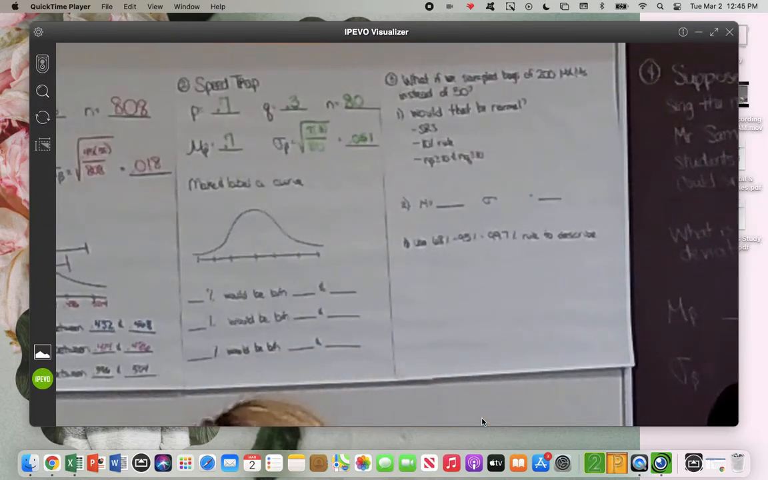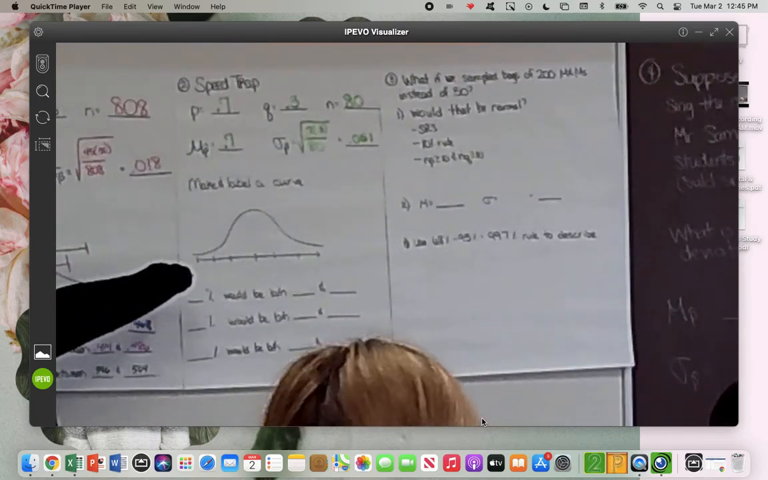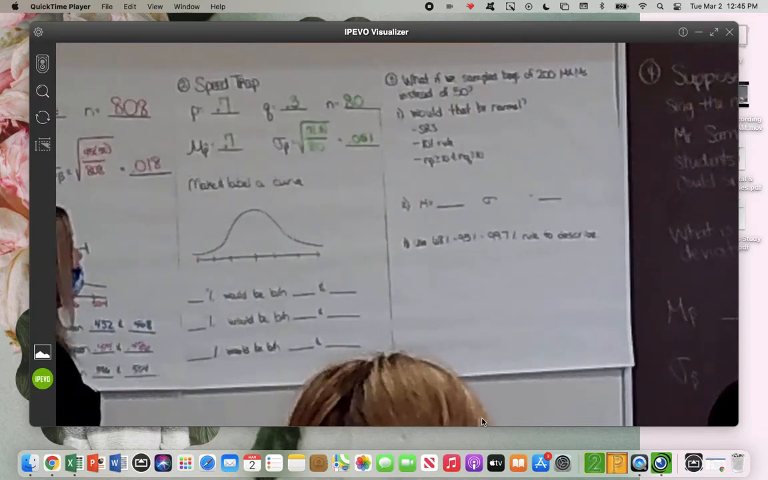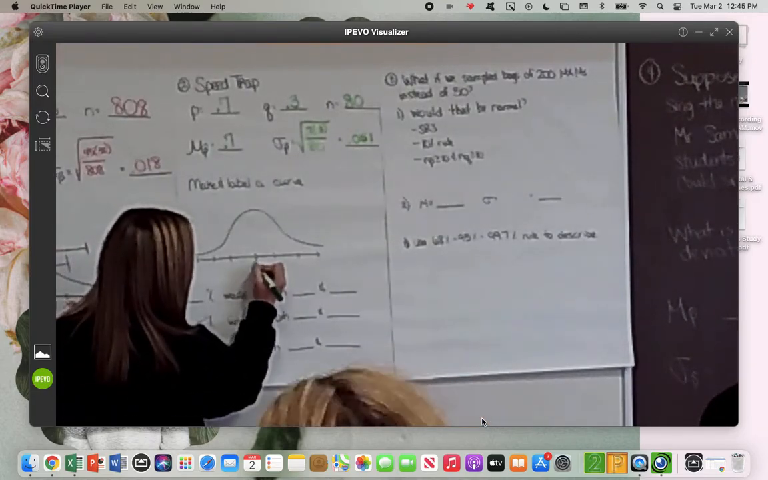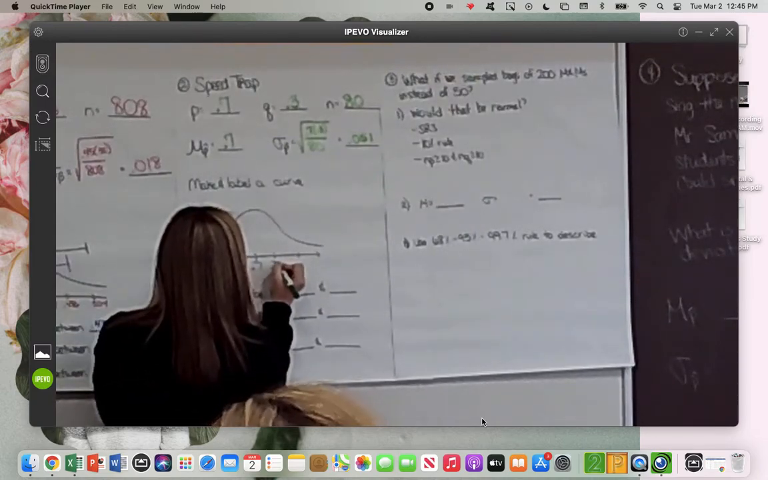All right, so whenever we build this curve, what are we putting in the middle? The mean. All right, so what number is that? 0.7. All right, 0.7 goes in the middle. So then every single standard deviation, we're going to add 0.051 to the right. We're going to subtract 0.051 to the left. All right, 0.751.